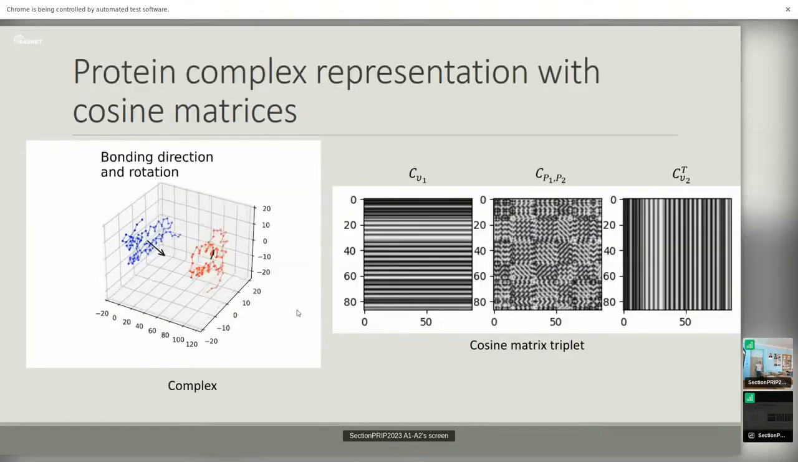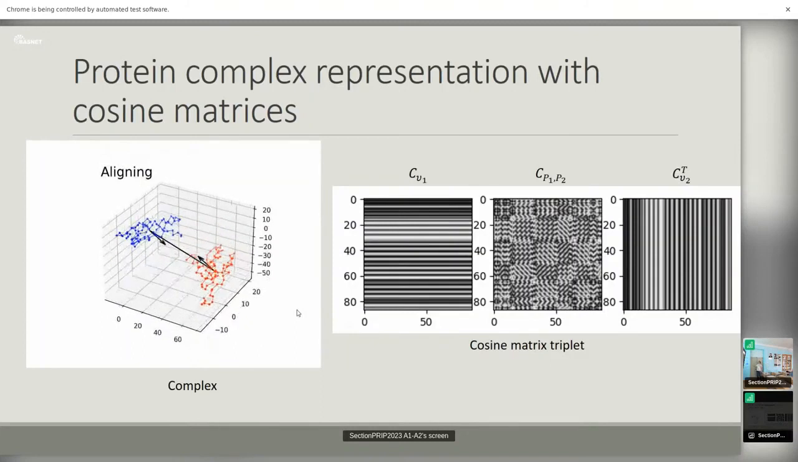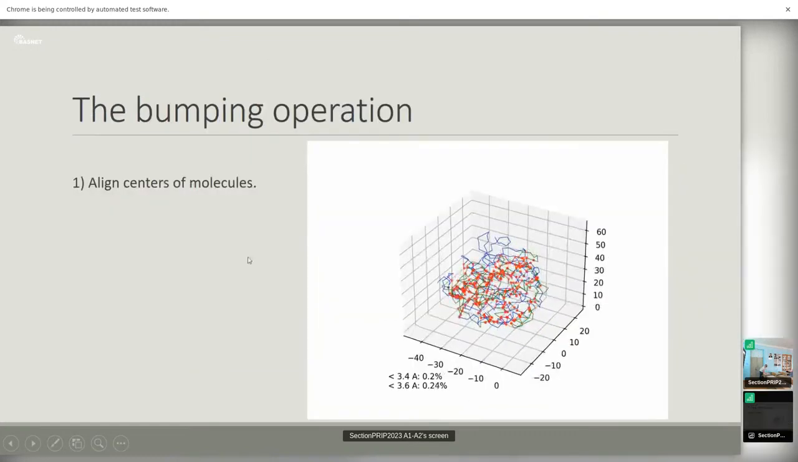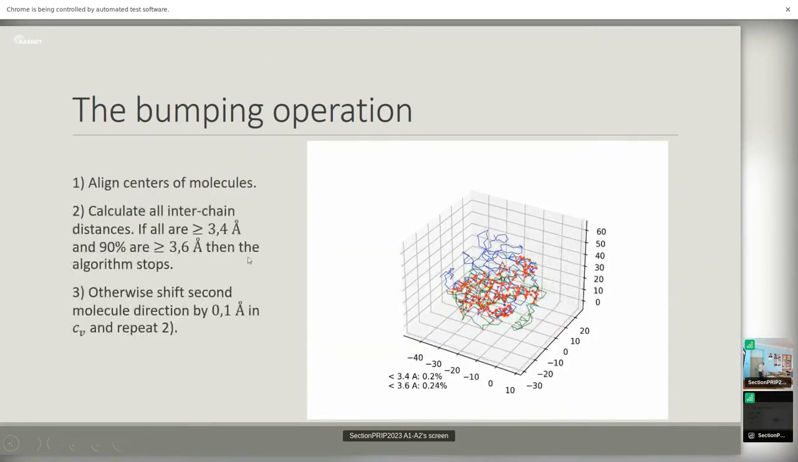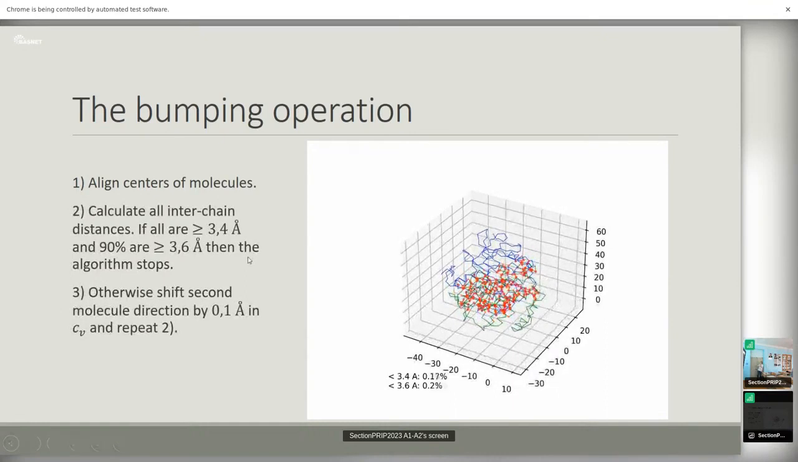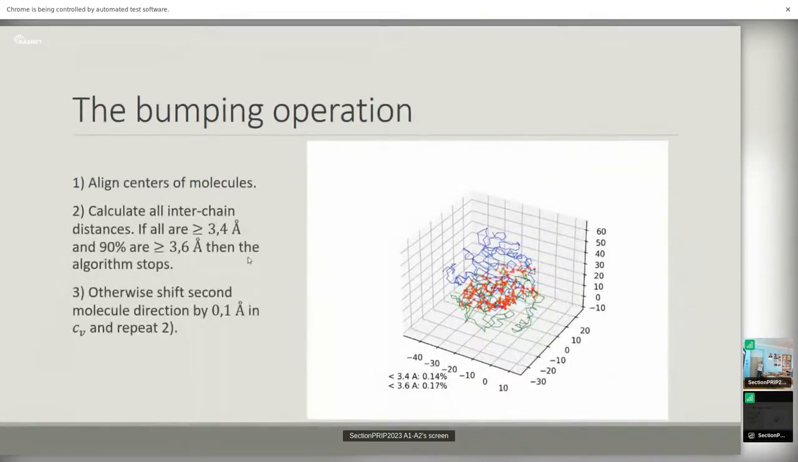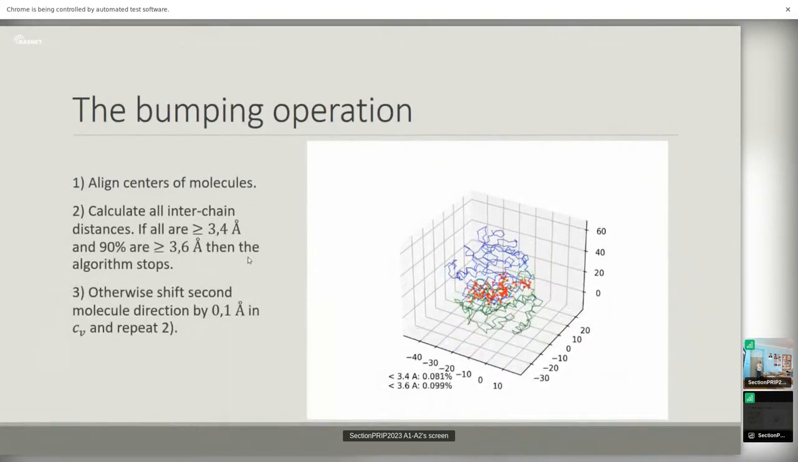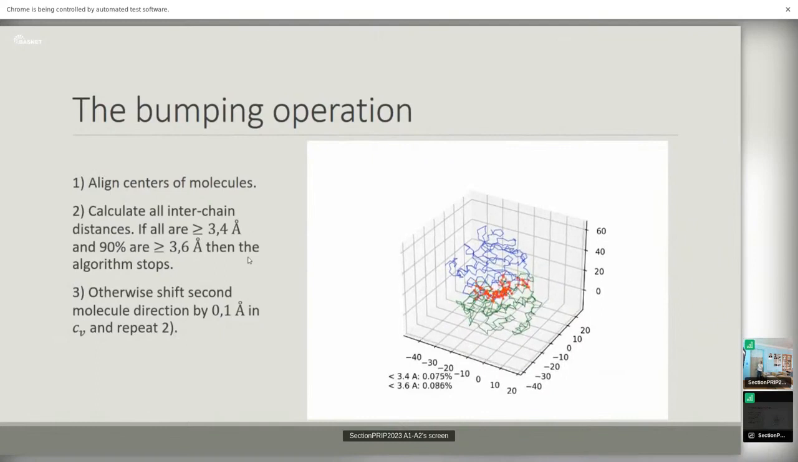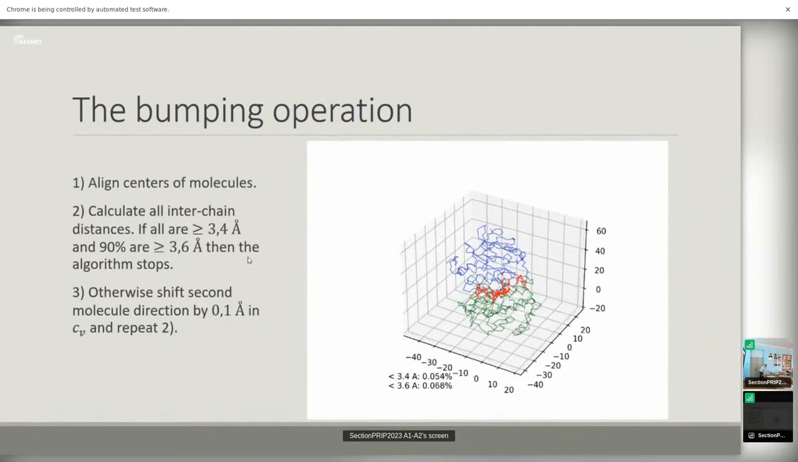So how to represent a protein complex with these matrices? We get one matrix for rotation, two for direction, and so on. And then the only thing we need is to get the distance. Here is described the bundling operation. Basically, it's the opposite. We align two molecules, and then we start to shift one from another until, under various radii, they stop clashing with each other.